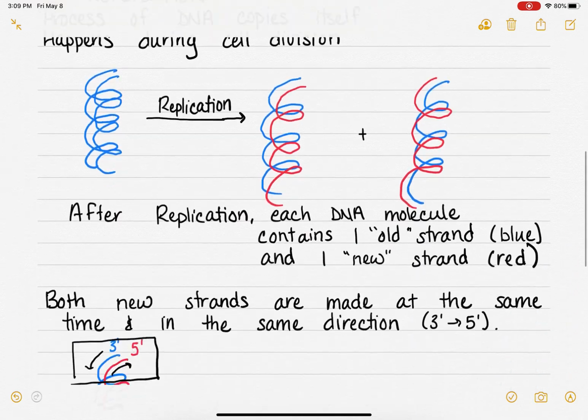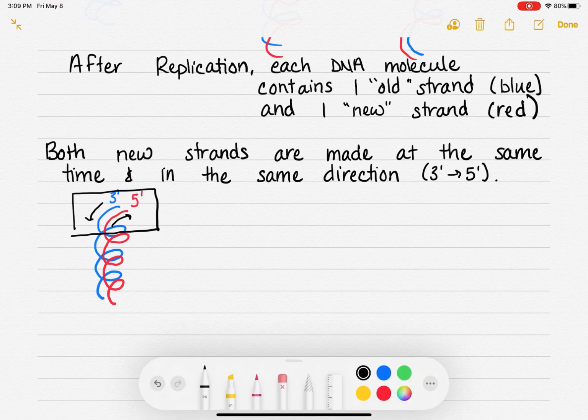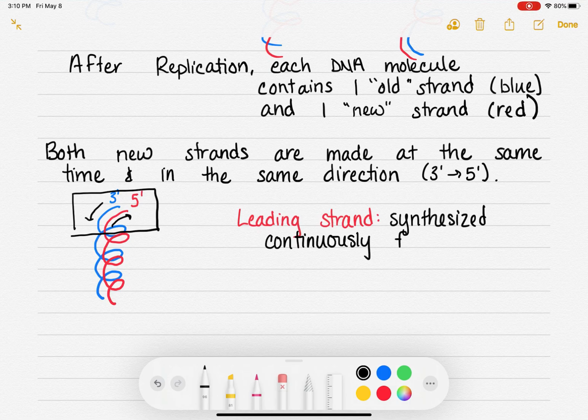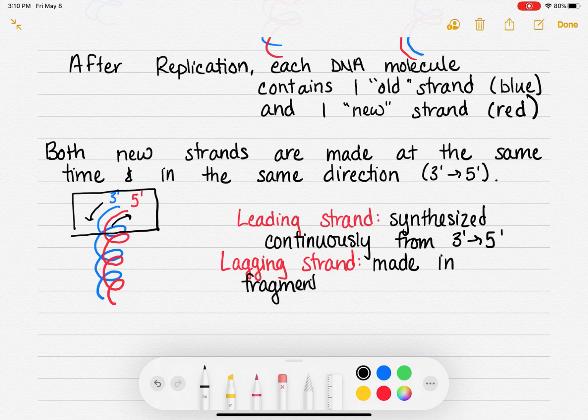The strand that is able to be replicated continuously, the one that's pointing in the right direction for this to work well, is called the leading strand. The leading strand is synthesized, or copied, continuously from the 3' to 5' direction. The other strand that has to be made in fragments is called the lagging strand. And that is the piece that is synthesized, or made, or copied in fragments, which are going to eventually get connected into a continuous strand.